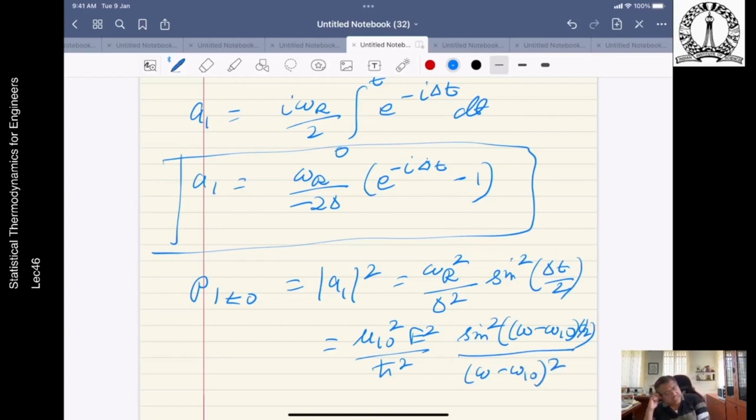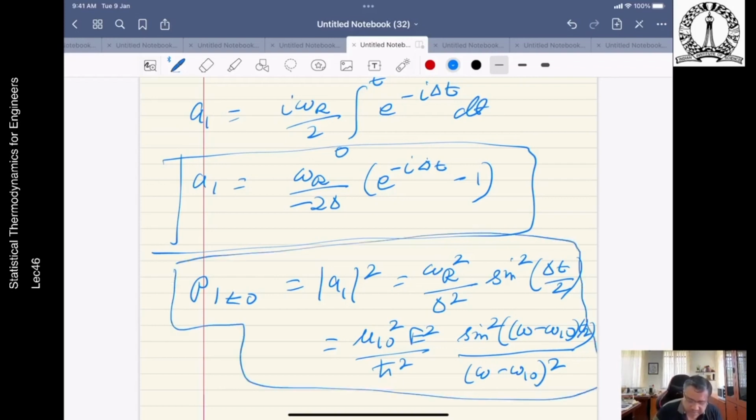This formula is deceptive because it assumes monochromatic radiation and short interaction times. These requirements are inconsistent with one another because of Heisenberg's uncertainty principle. So in the next class, we will see how some of these things unfold. But this is the probability of finding something in the excited state for a weak field of radiation.